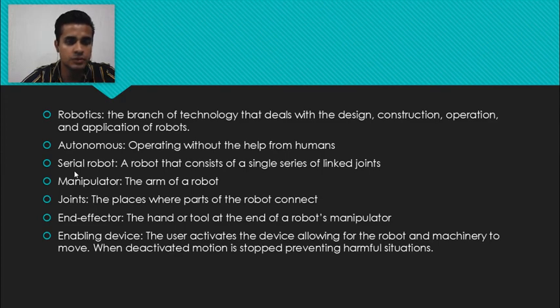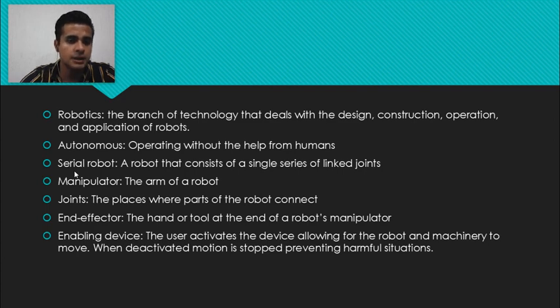So an autonomous robot means it can operate on its own, without the help from any human being, basically. Serial robot, what is this? A robot that consists of a single series of linked joints. What's a joint? We're going to explain that in a moment. But basically, a serial robot is only a single series of linked joints.